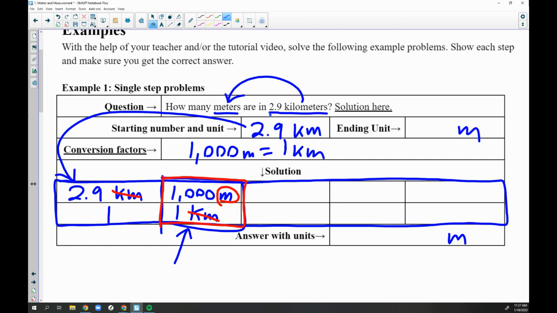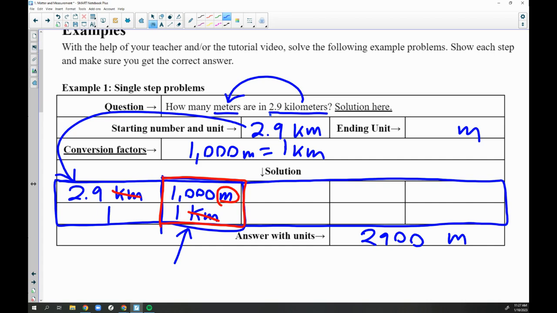And now all we have to do is times on top and divide down. So if you're doing this in your calculator, you put 2.9 times 1,000. And if you want, you can say divided by 1, but that's not going to change the number at all. And our answer is going to be 2,900 meters.